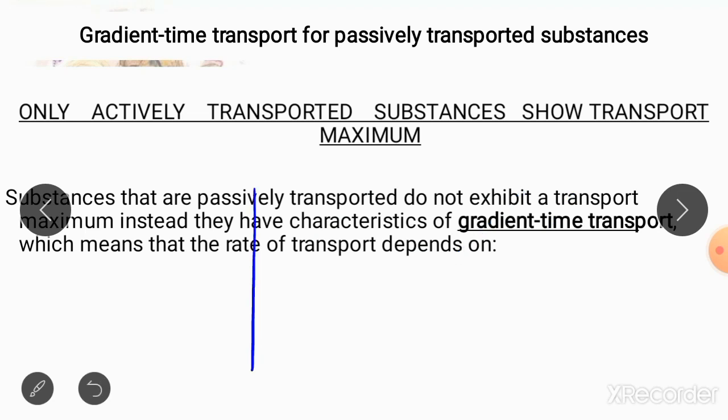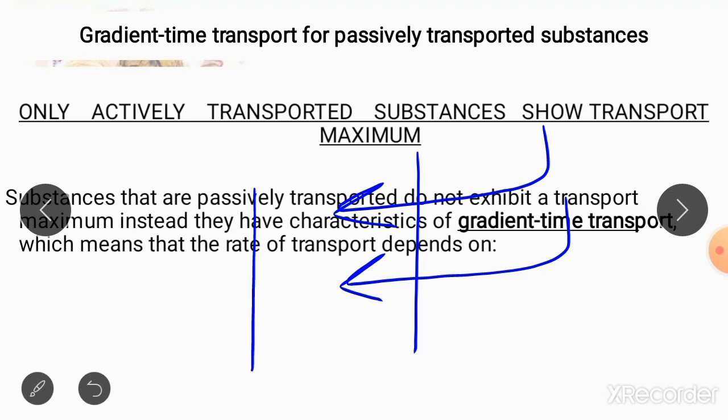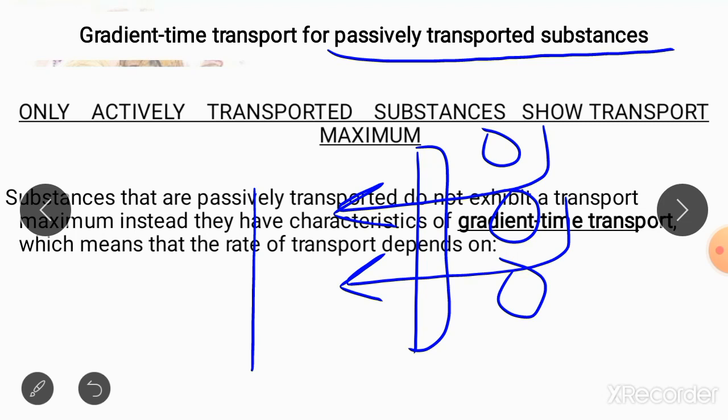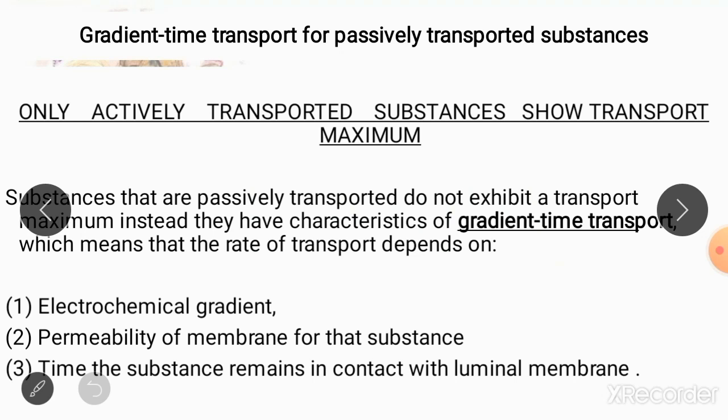So in a passively transported substance, the greater the gradient, the greater will be the transportation, and the greater the time the substance stays in contact with the luminal wall, the greater will be the transportation. So in passively transported substances, there is no transport maximum, and it only depends upon the gradient and the time for which the solute comes in contact with the surface of the epithelial cells, so that it can be reabsorbed. So you must remember that transport maximum is shown by actively transported substances, and passively transported substances depend upon the concentration gradient, the electrochemical gradient, and the time of contact between the substance which is to be reabsorbed and the luminal membrane. So this is known as gradient time transport.